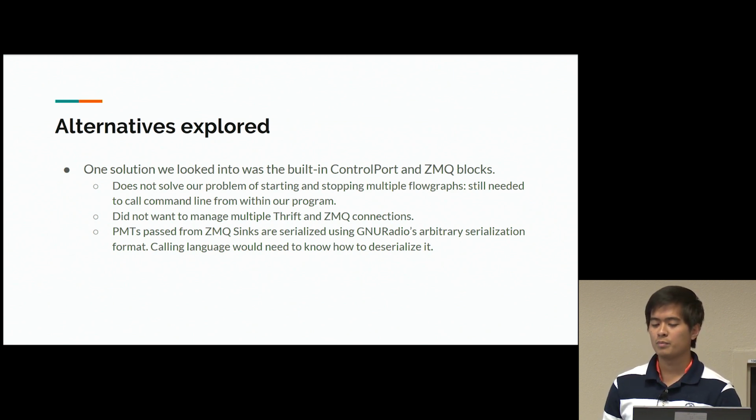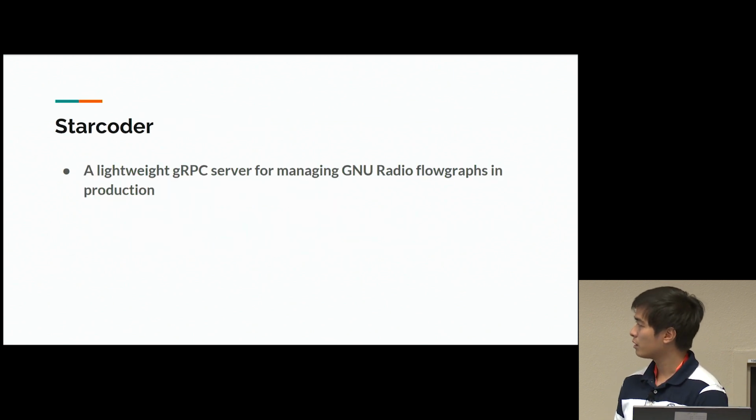Finally, we wanted to use PMTs for communication. And PMTs passed from ZMQ sinks are serialized via GNU Radio's arbitrary serialization format. So the calling language would need to know how to deserialize that. And right now, only C++ and Python know what PMTs are. So we decided that these problems are enough to build out Starcoder, which is a lightweight gRPC server for managing GNU Radio flow graphs in production.